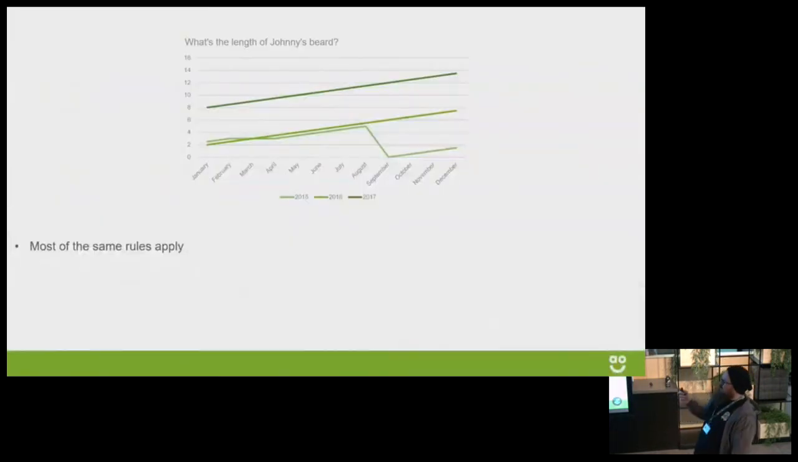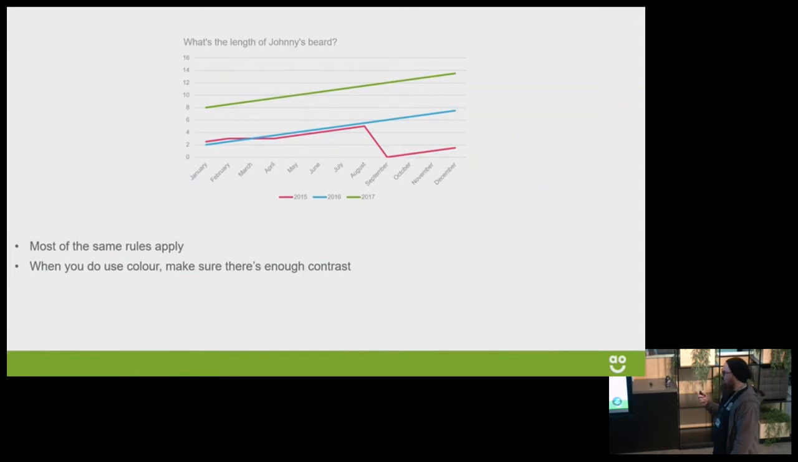Line charts. So most of the same rules apply. Line charts nearly always have a time series across the bottom anyway. Think about our y-axis and making sure we don't truncate it. This is an instance where we do want to differentiate between color. So make sure there's enough contrast between our data series.